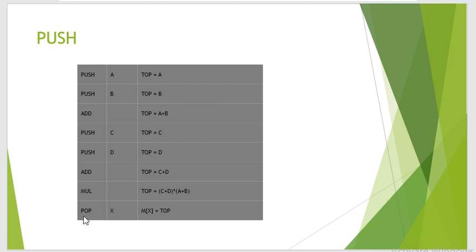After that pop x. Pop is nothing but the deletion or removing operation. What we are going to remove here is the top of the stack value. The top of the stack value contains the calculated answer. The answer we are going to transfer into some variable.